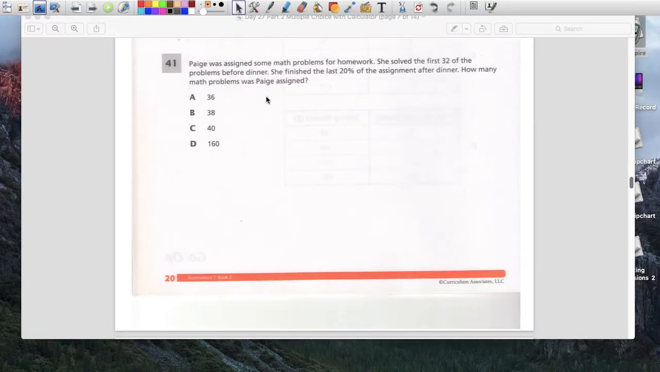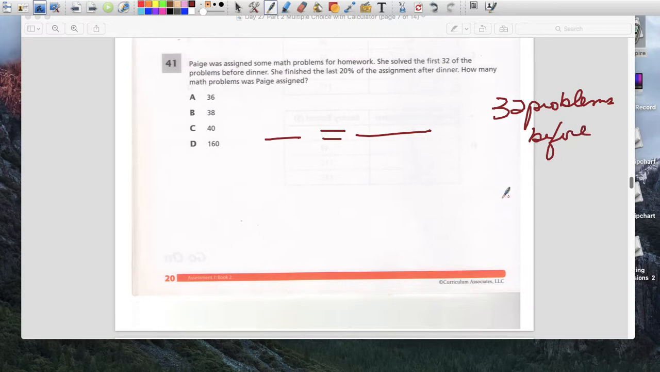41. A page was assigned, but she solved the first 32 of the problems before dinner, and she finished 20% after dinner. Okay, how many problems were assigned to the page?